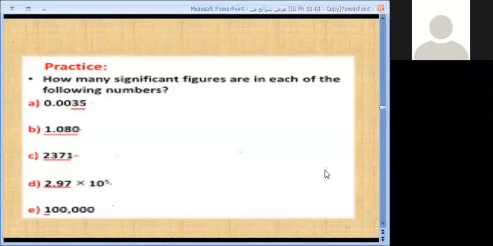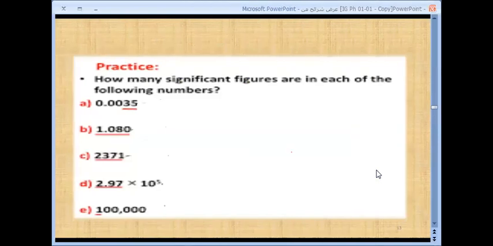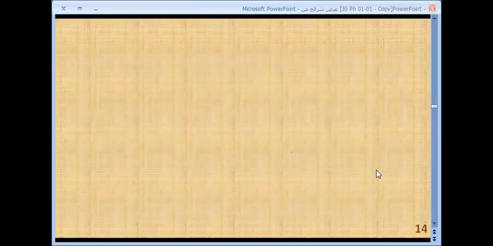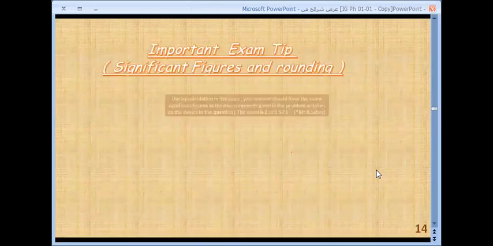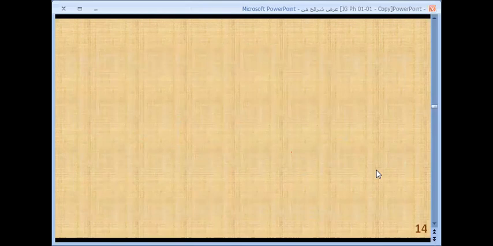Well, here these will be, inshallah, the examples you will make in homework. Okay, how many significant figures in each of the following numbers. Okay, and I think there is another important topic. No, never mind, we don't need this one. Okay.